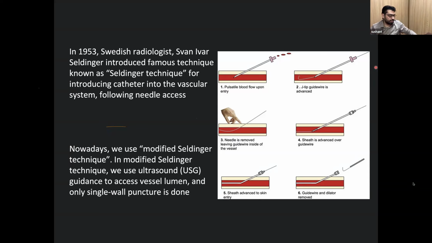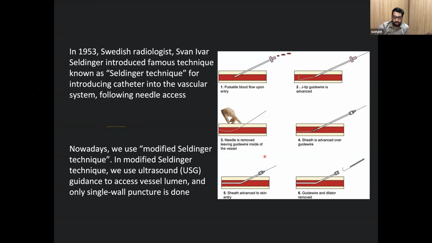So the modified Seldinger technique is used for gaining vascular access, or gaining access into a liver abscess cavity, splenic abscess cavity, or any drainage procedure we want to do in our body. So the modified Seldinger technique is being used.